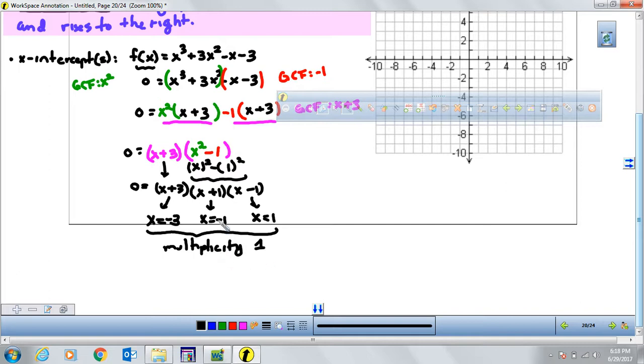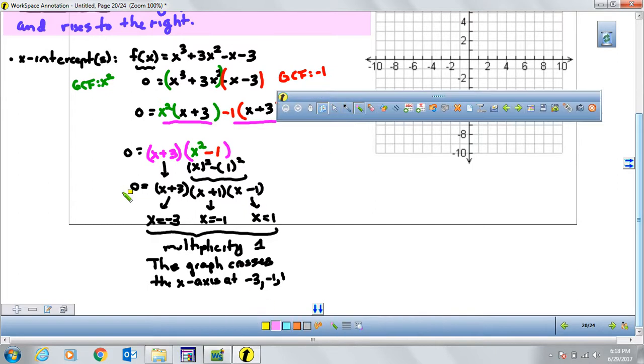Since that is an odd multiplicity, what happens when a 0 has an odd multiplicity? The graph crosses the x-axis at each one of them. The graph crosses the x-axis at -3, -1, and +1. So these are my solutions for the x-intercepts.